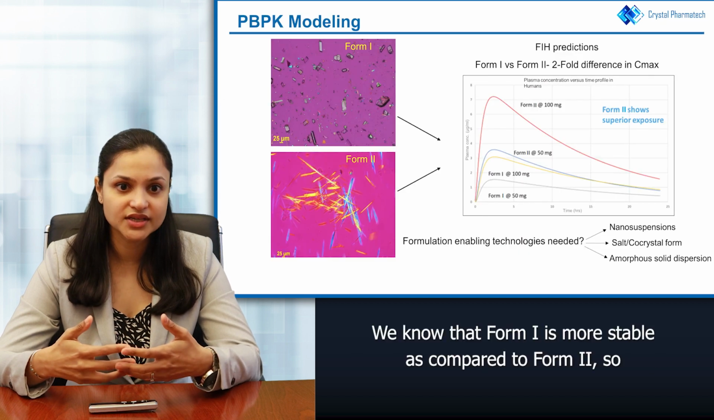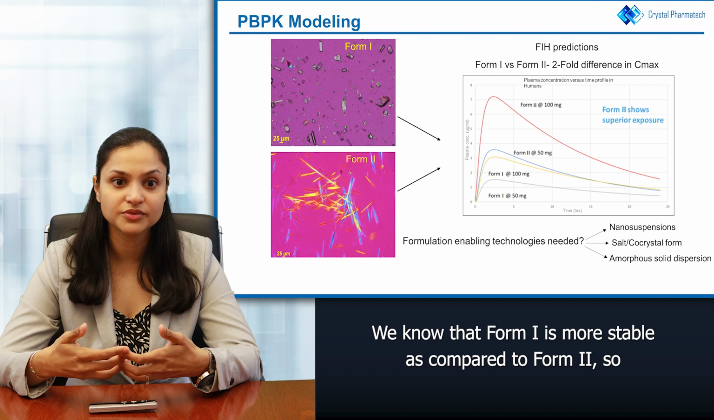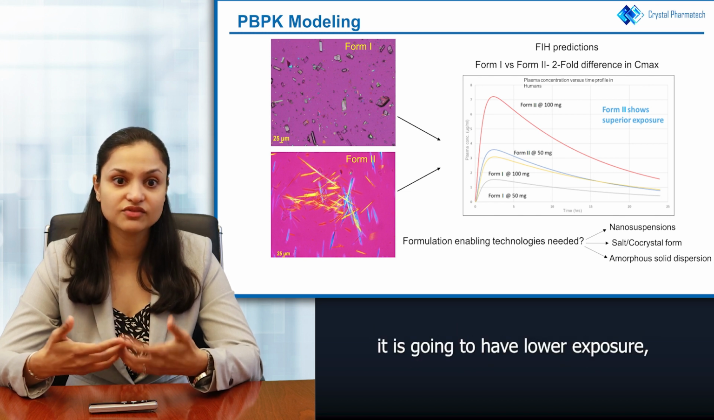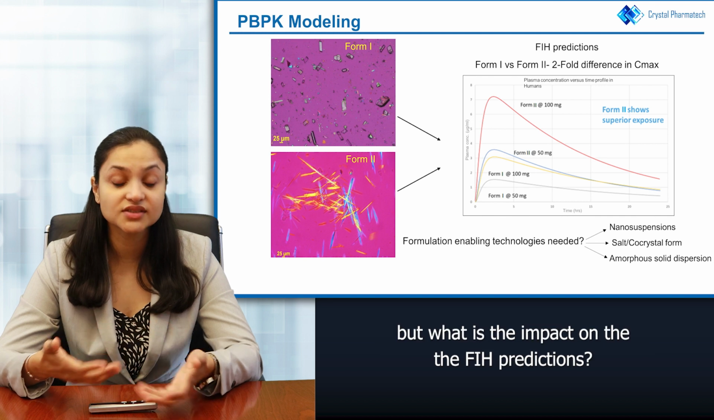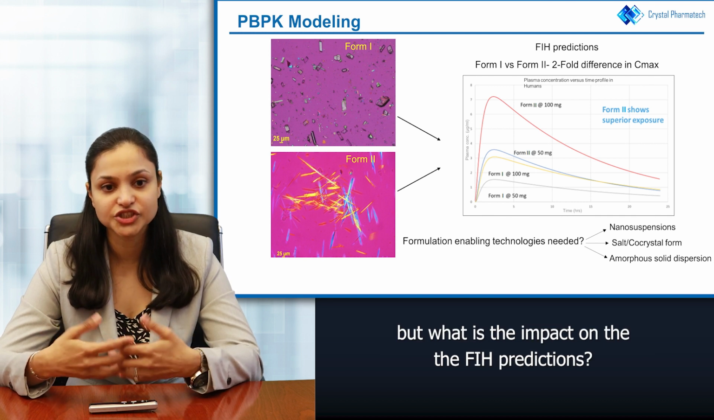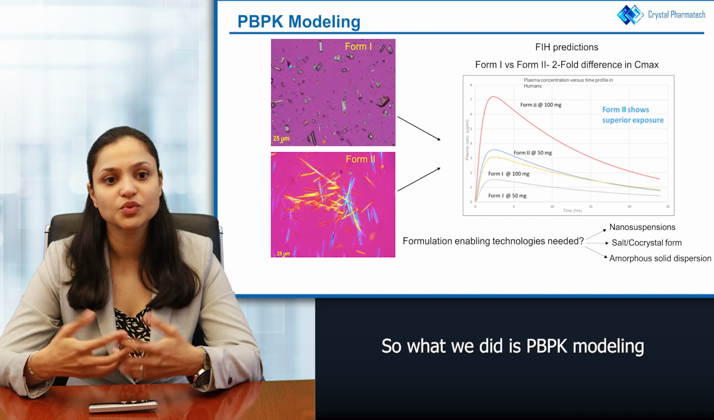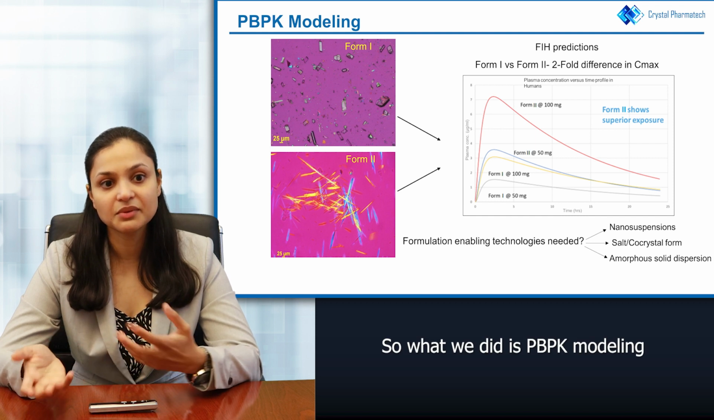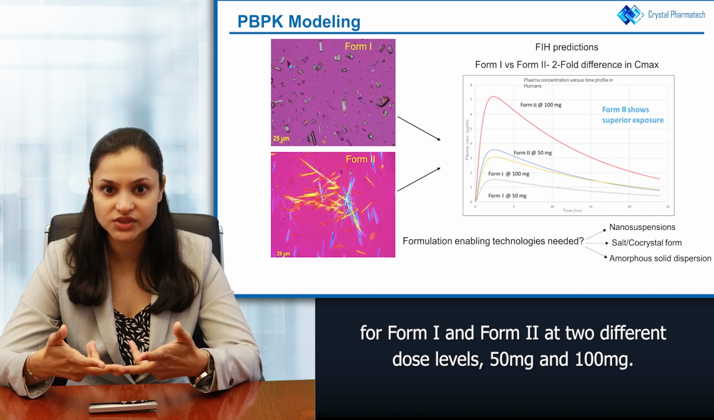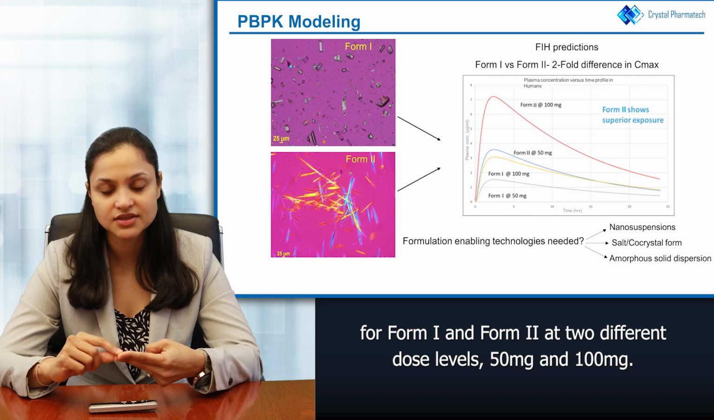We know that form 1 is more stable as compared to form 2, so it is going to have lower exposure, but what is the impact on the FIH predictions? So what we did is we did PK modeling for Form 1 and Form 2 at 2 different dose levels, 50 mg and 100 mg.